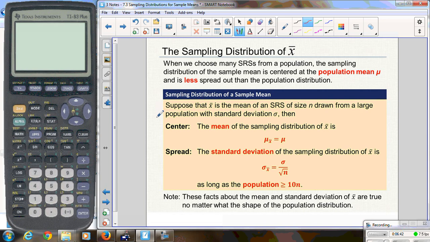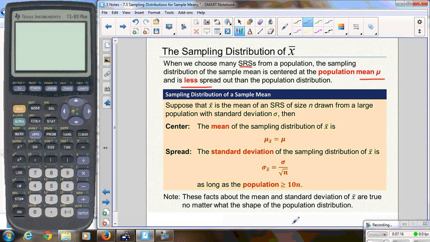Okay, so this leads us to talk about the sampling distribution for any sample mean, not just a sample mean of incomes, but for any sample mean. When we choose many simple random samples, and again, we have to make sure that the sampling technique that we're using is fair and representative. Otherwise, we're going to have bias, and we don't want that. But if I'm taking many, many simple random samples from a population, and I'm plotting the mean, then the sampling distribution of the sample mean is going to be centered at the same place the population mean is, but it's going to be less spread out.